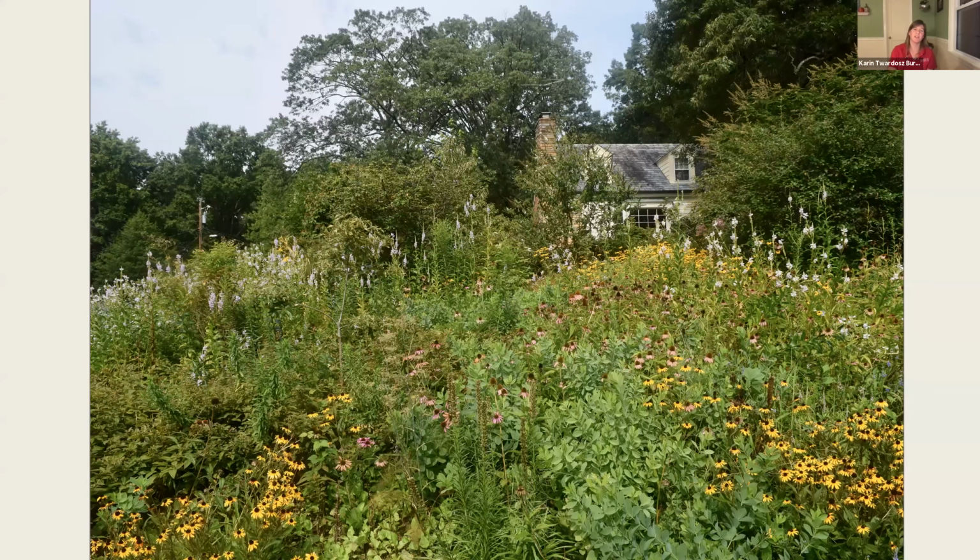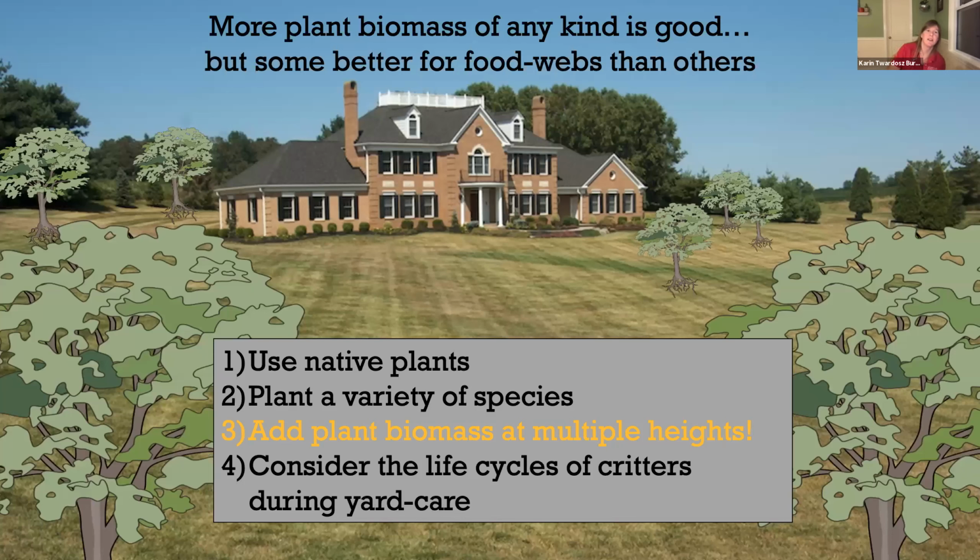This is another house that's just down the street from me that I admire every time I go past it. And if you go beyond this gorgeous hill of plants, you do have a very manicured small lawn area with azalea bushes in it. And those azalea bushes have not had insect outbreaks on them for years. And I suspect it's because all of these plants are providing all kinds of pest reduction services for those azaleas. So that was adding plant biomass at multiple heights.